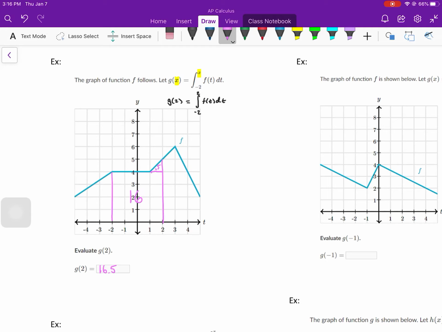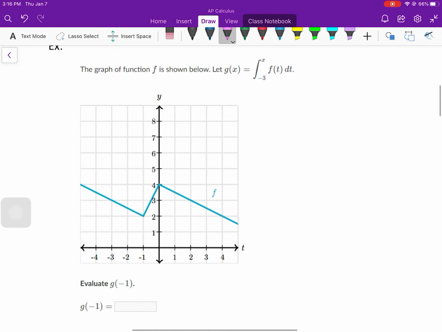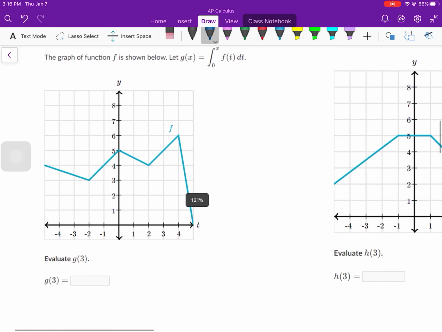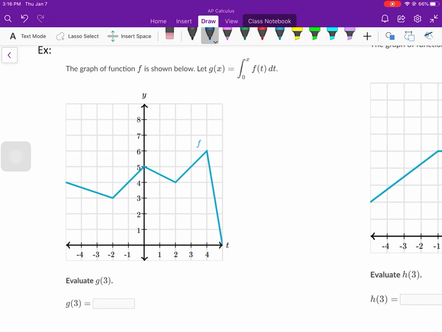Let me just double check, make sure I did that right. -2 to 2, that looks good. And away we go. Same thing here. Plugging a -1 into the bound. Let me see. Let me do this one. G of 3. So we're going to be evaluating g of 3, which will be the integral from 0 to 3 of f of t dt.